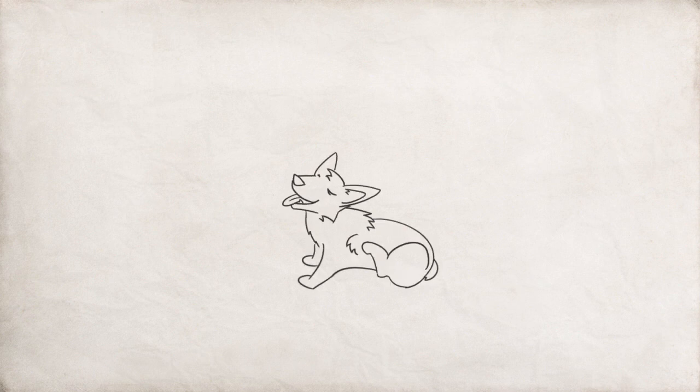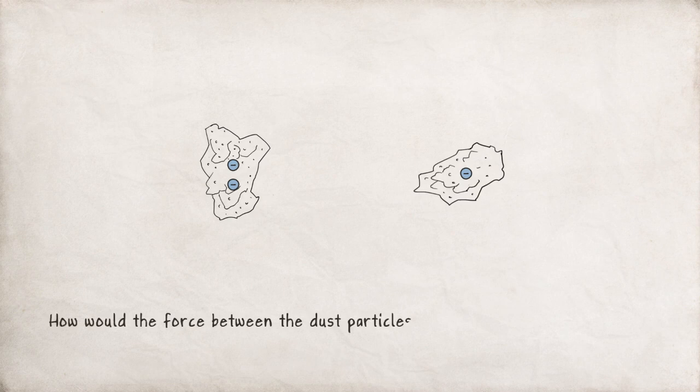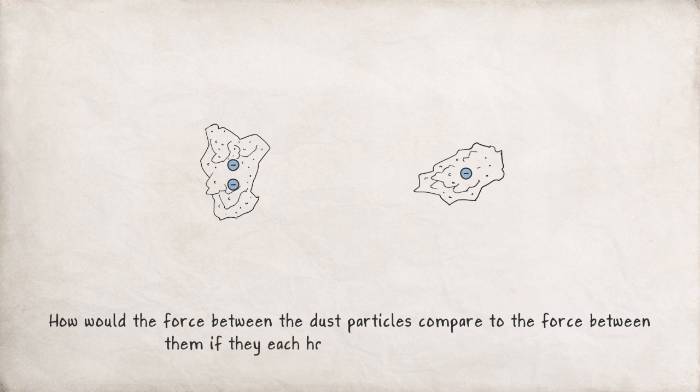Let's think for a moment about what would happen if there were more than one charge. Imagine that there are extra electrons on two dust particles, in addition to the many electrons that are already in their atoms. If there are two excess electrons on one particle, but only one excess electron on the other, how would the force between the dust particles be different, compared to the case in which there is just one excess electron on each?